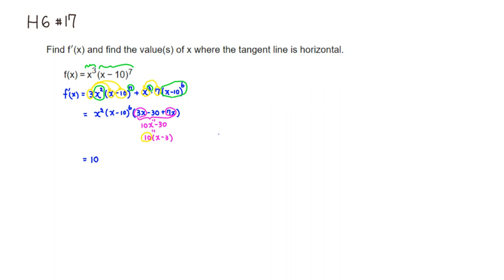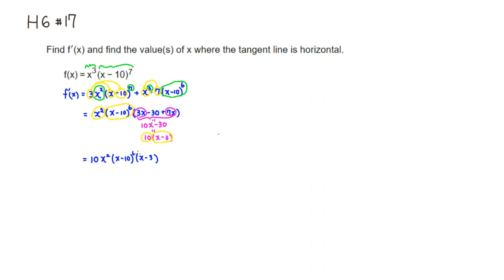Then we have x squared, so we got that. Put x squared. And then we have the quantity x minus 10 to the 6th power, so I'm going to write that, x minus 10 to the 6th power. And the last factor is x minus 3. So that's sitting right there. This is the f prime of x.